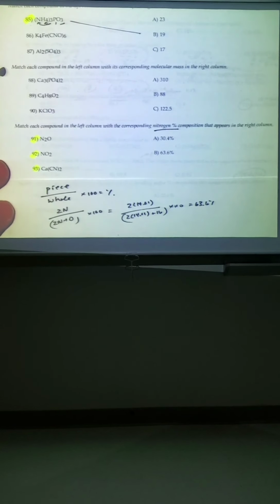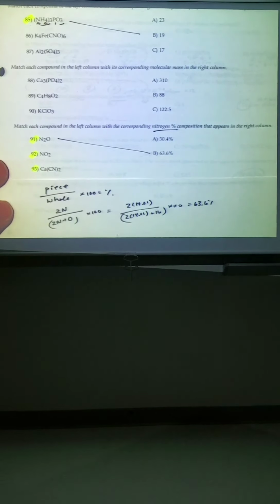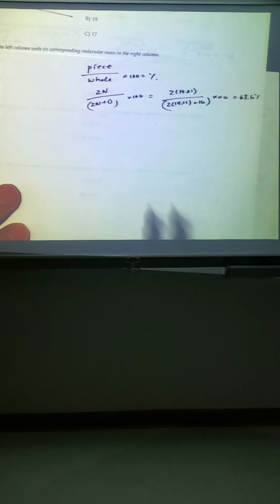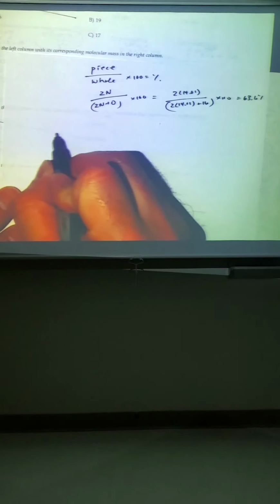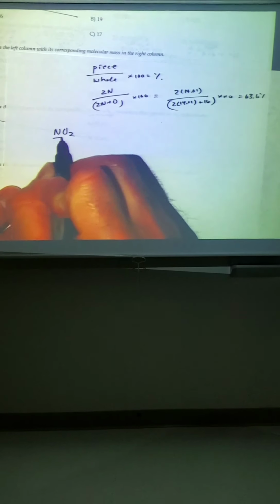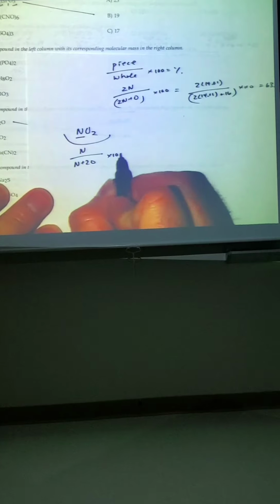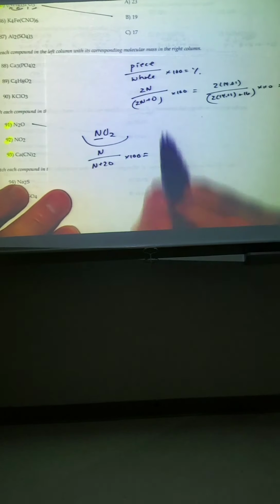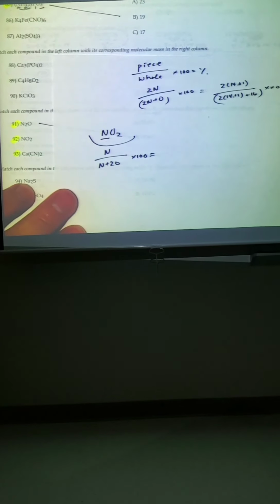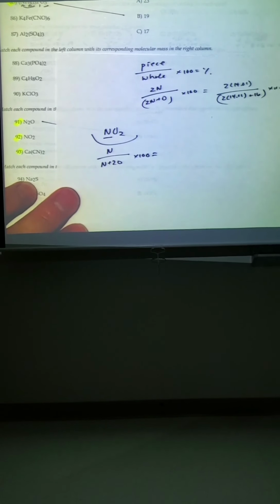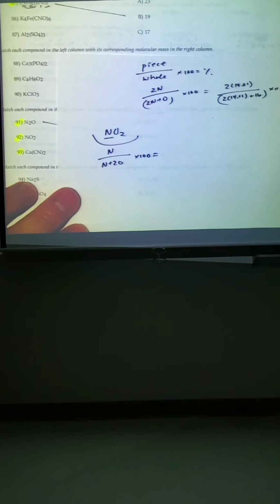To do that exact same thing for the next 2, I'll set them up for you. I just won't calculate them for you. One's going to be a match, but for NO2, remember it's piece divided by the whole. So nitrogen divided by nitrogen plus 2 O's times 100. Plug them in from the periodic table just like we did above, and you'll get a different answer for this one. That kind of gives it away.